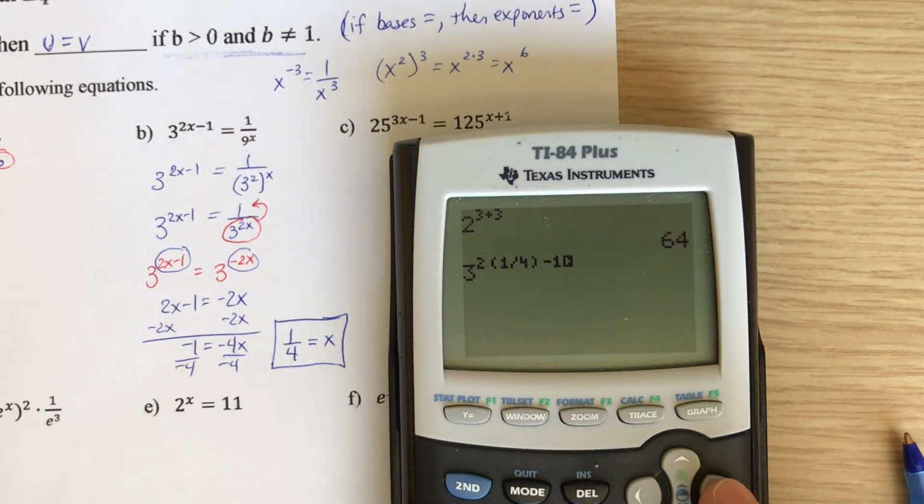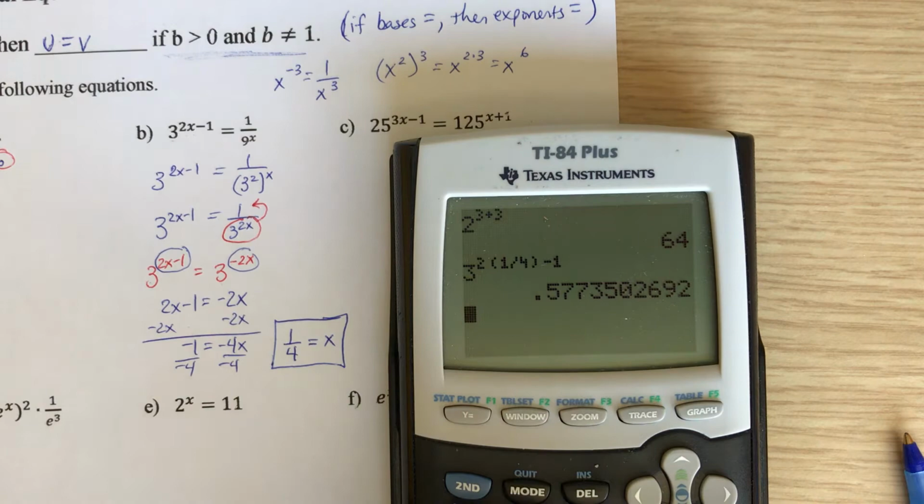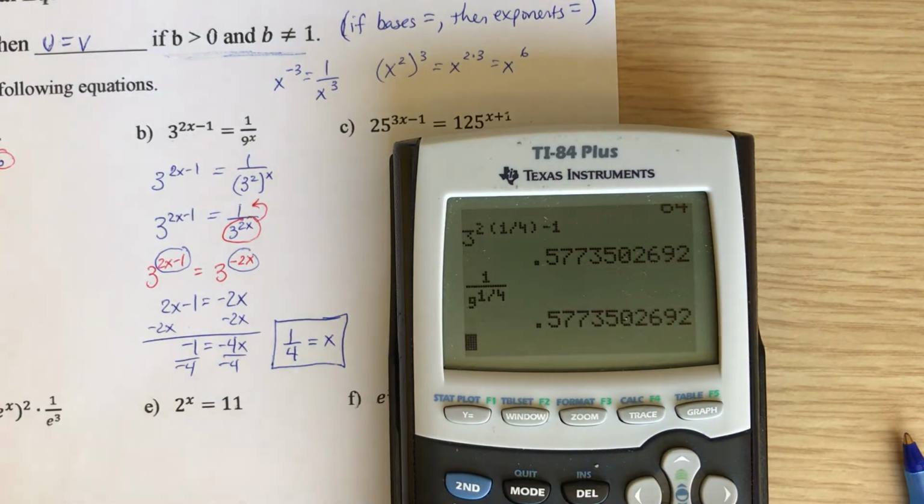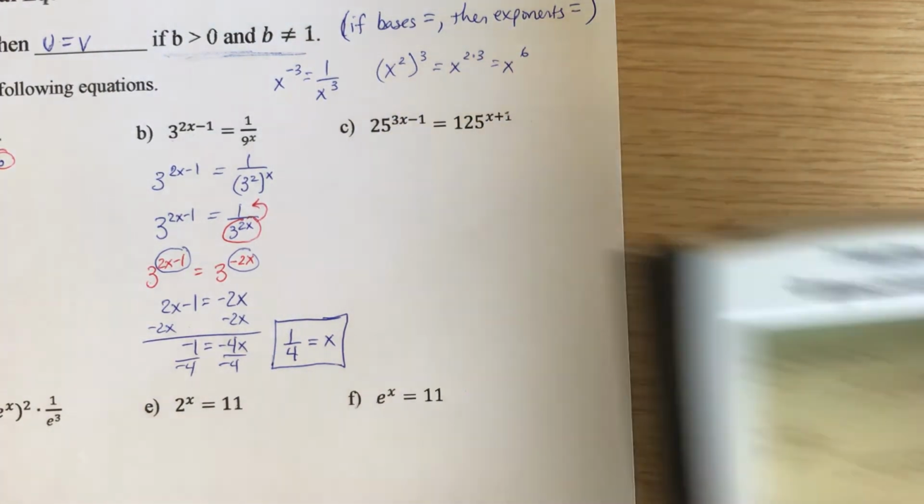All right, so let's see here. We get a decimal, 0.57735. If we did 1 over 9 raised to the x, and again the x was 1/4, or 0.25, we get the same thing. Okay, so we know that our answer is good.